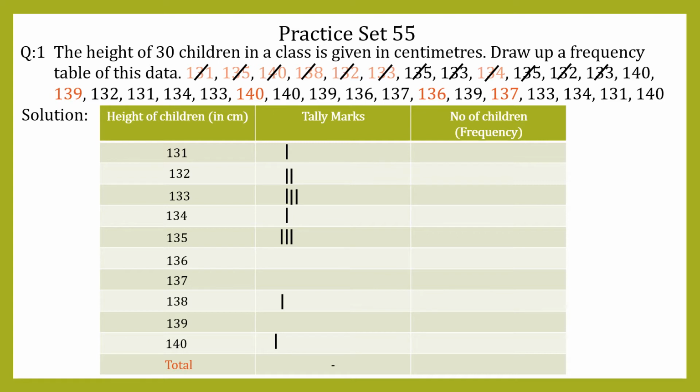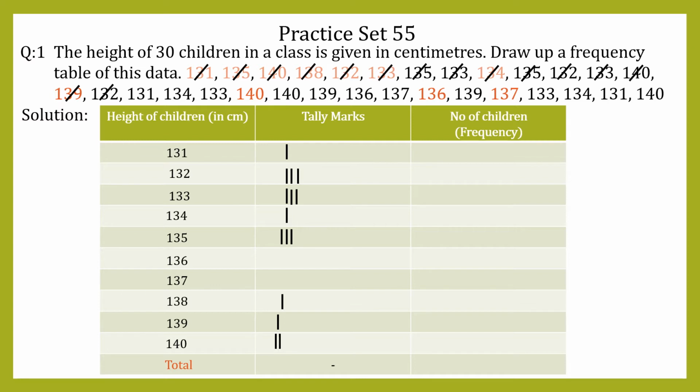Next number is 140. So concentrate towards a column of tally marks next to 140. So tally mark will come and we will cancel it. Next is 139. So tally mark you can see next to 139 and we can cancel this. Next is 132. You can see a tally mark against 132 and we'll cancel it.